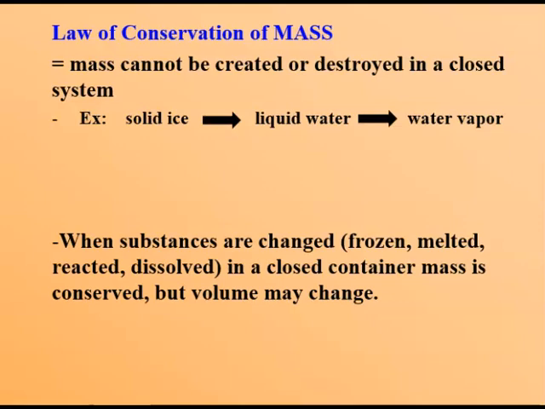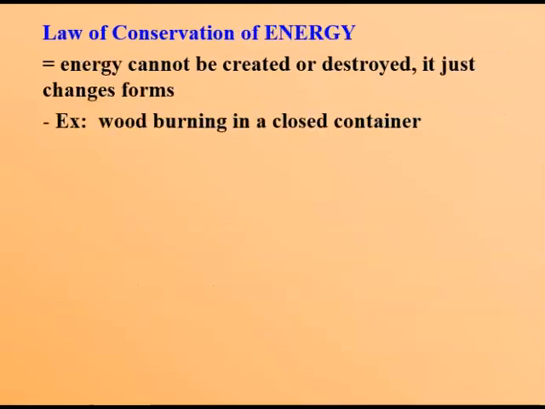Let's look at what happens to energy. When you change states, is energy created or destroyed? We find out the law of conservation of energy, which says energy cannot be created or destroyed. It just changes forms. For example, wood burning in a closed container. If we have a piece of wood and oxygen in a closed container and we send a little bit of electricity into it, the wood will burn, but since it's in a closed container that's insulated, energy will not be created or destroyed. It's simply changing form.